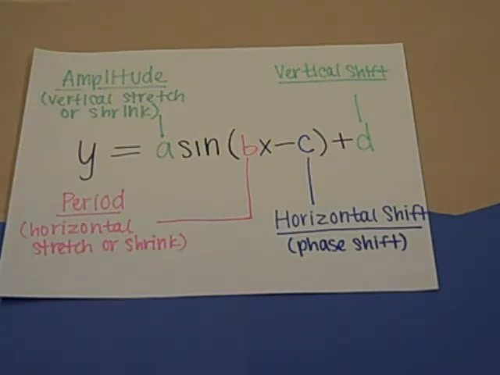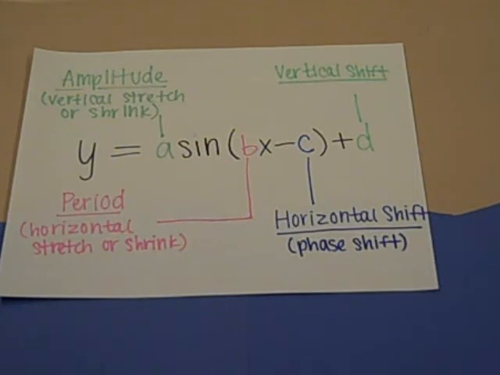Because y equals a sine x completes one cycle from 0 to 2 pi, it follows that y equals a sine bx completes one cycle from 0 to 2 pi over b. Therefore, the equation for the period of the wave is given by 2 pi over b. If b is greater than 0 but less than 1, the period will be greater than 2 pi and the sine wave will stretch horizontally. Similarly, if b is greater than 1, the sine wave will shrink horizontally. If b is negative, the identities sine negative x equals negative sine x and cosine negative x equals cosine x can be used to rewrite the function.